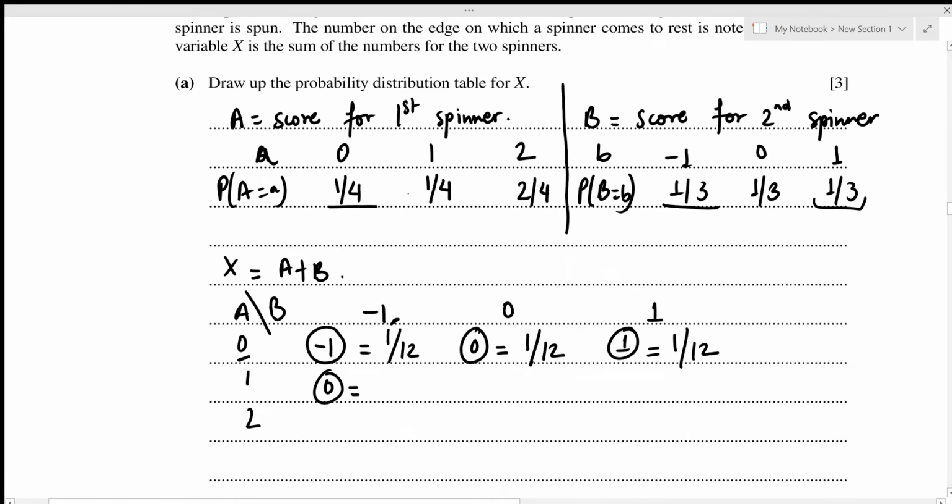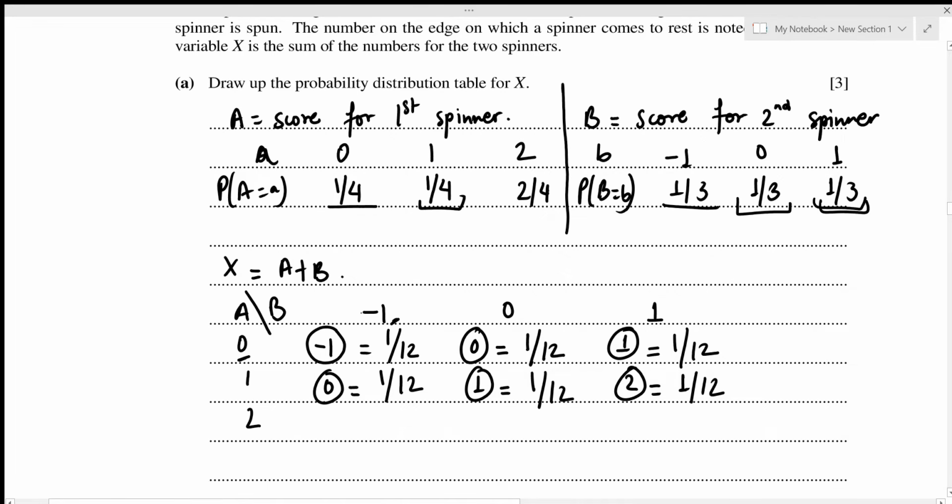This has the probability of 1 by 4 into 1 by 3, which is 1 by 12. For the second case, that's 1 plus 0, which gives us the score of 1. This has the probability of 1 by 4 into 1 by 3, which is again 1 by 12. For the third case, that's going to be 1 plus 1, which gives us the total score of 2. And the probability is again 1 by 12, right? Because 1 by 4 into 1 by 3.